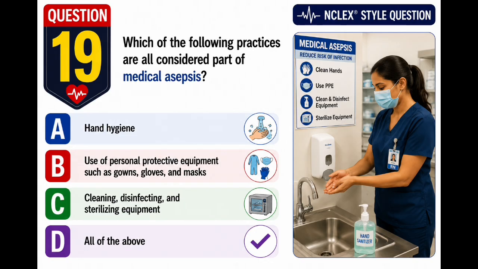Question 19. Which of the following practices are all considered part of medical asepsis? Options: A. Hand hygiene. B. Use of personal protective equipment such as gowns, gloves, and masks. C. Cleaning, disinfecting, and sterilizing equipment. D. All of the above.